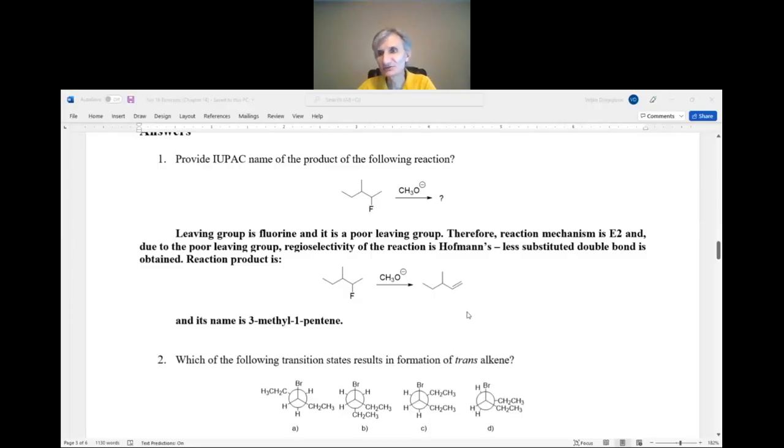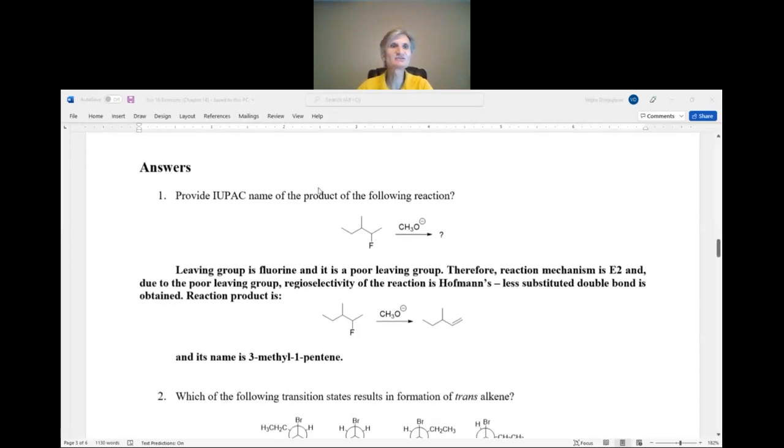So now we are going to cover chapter 14 exercises. There are 10 of them, and as usual, I have already scrolled to answers. Under answers, all of the questions are repeated in full, and then you have typed up answer. So first one, provide IUPAC name of the product of the following reaction.